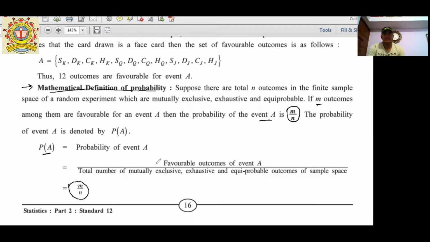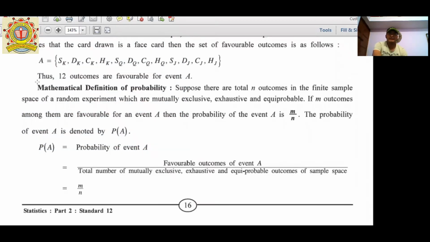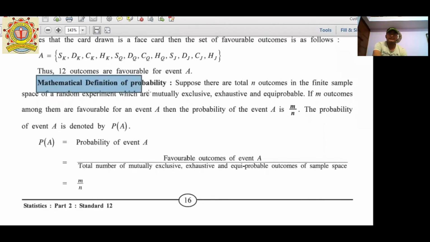So m stands for favorable outcomes for event A and n stands for the total number of mutually exclusive, exhaustive and equiprobable outcomes of the sample space. So this is the most important formula, that is m divided by n. Simply we can say that m stands for favorable outcomes, n stands for the total number of possibilities. Okay, so here it is the probability of A, for the mathematical definition of probability.